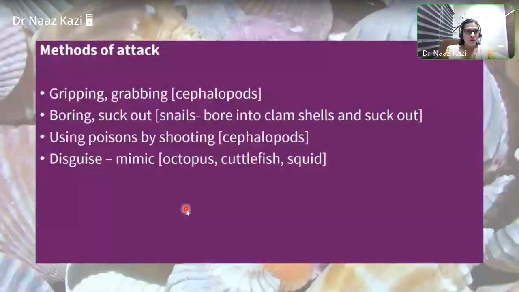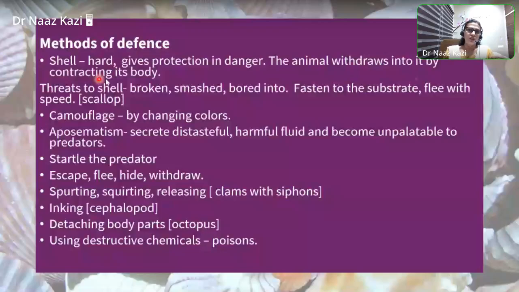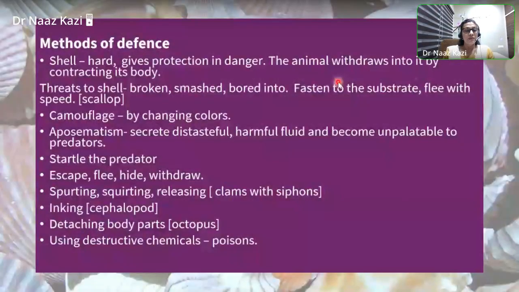Now let's see the defense mechanisms. So the shell, as we know, is hard and it gives protection in danger. So the animal basically withdraws into it by contracting its body. The threats to the shell: it can be broken, smashed, bored into, or the animal fastens to the substrate, or it flees with speed. As I told you, in the scallop, they just clap their shells and swim away, right?